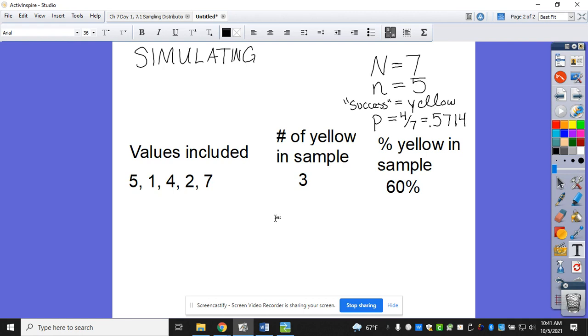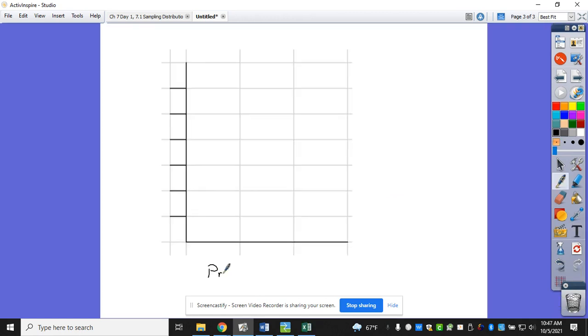Is there a way to do it so that we don't have to keep typing? Yeah, just keep hitting enter. It's going to be a graph. Portion of sample that is yellow. And it's going to be our number of samples.